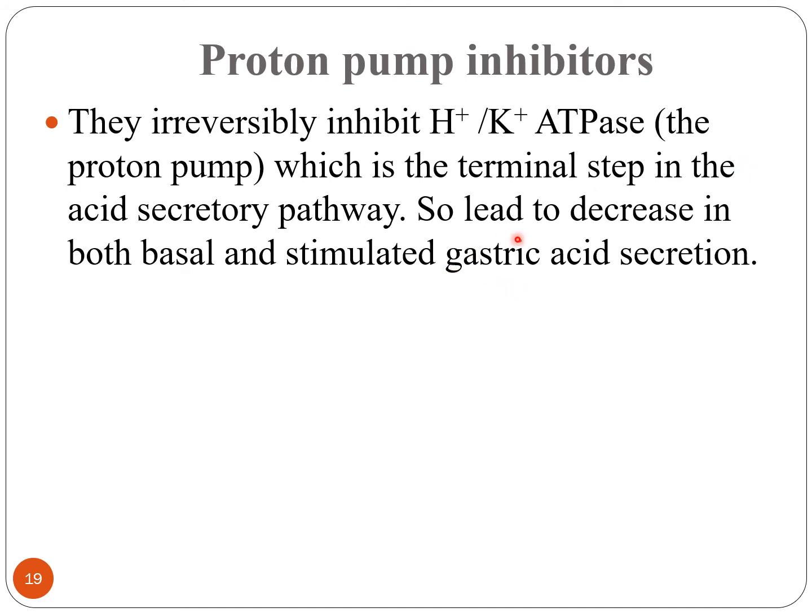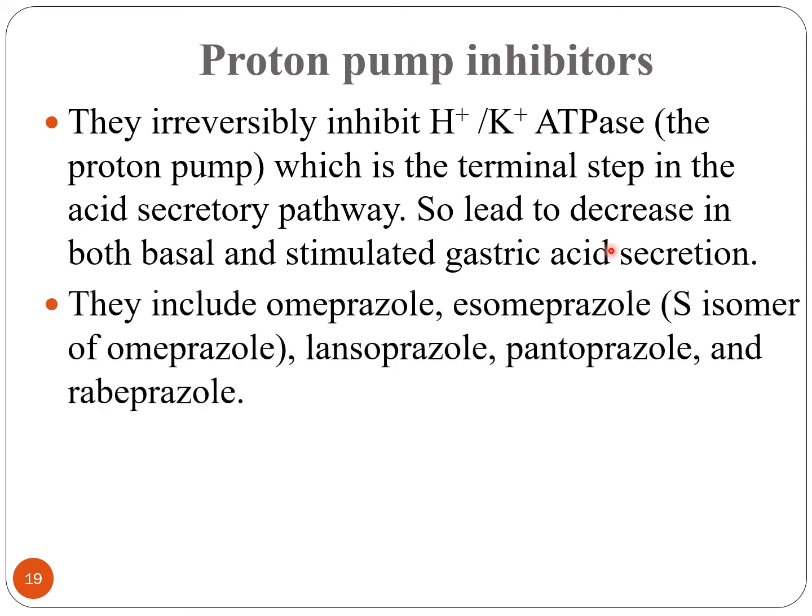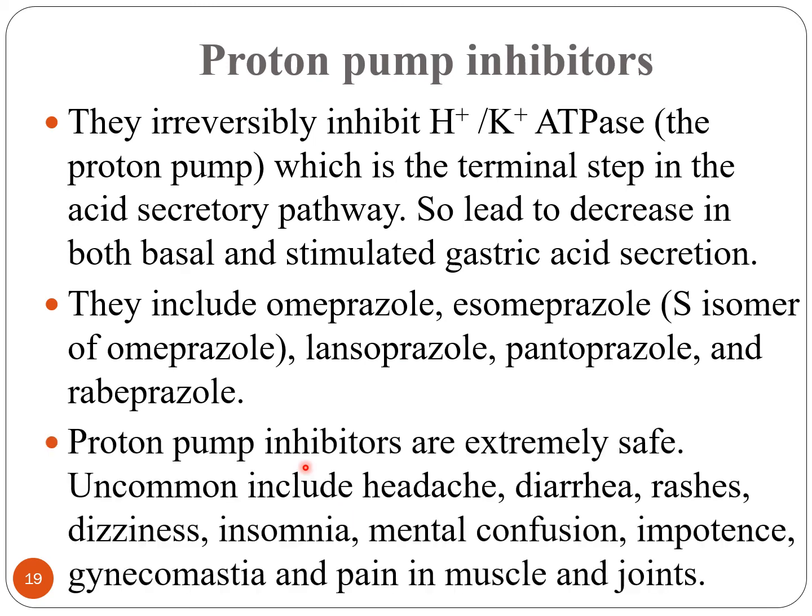So this inhibition leads to a decrease in both basal and stimulated gastric acid secretion. Both of these will be inhibited by the proton pump inhibitors. As we mentioned, these drugs include omeprazole, esomeprazole, which is an S isomer of omeprazole. The drug called Nexium is S-omeprazole. Omeprazole is Losec, and then lansoprazole, pantoprazole and rabeprazole. All of these are proton pump inhibitors.